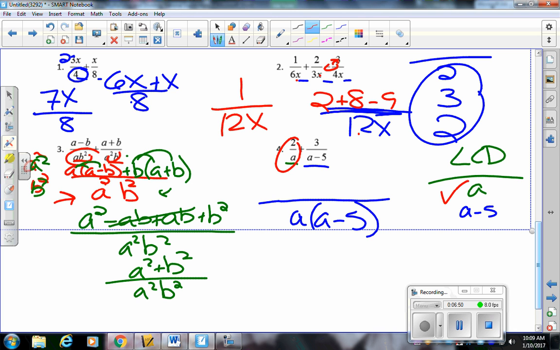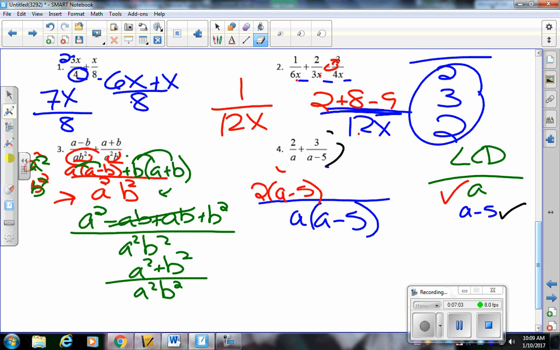So here I'm going to do 2 times a minus 5. And my second one, I've got a minus 5. But I don't have the a, so that's what I'm going to multiply by. Now, is that a plus? Sorry. Okay, yes. Couldn't read. So plus 3 times a, which is 3a.